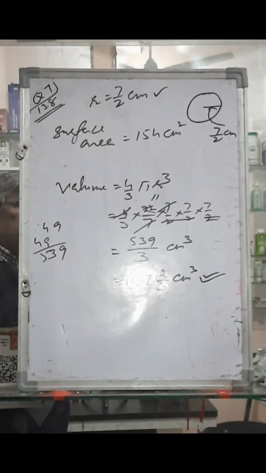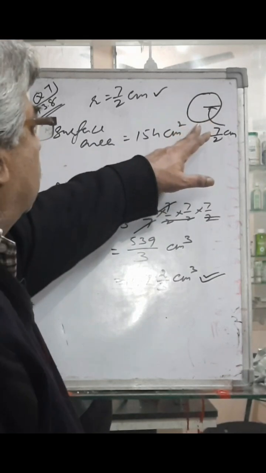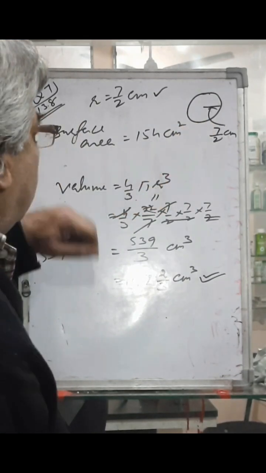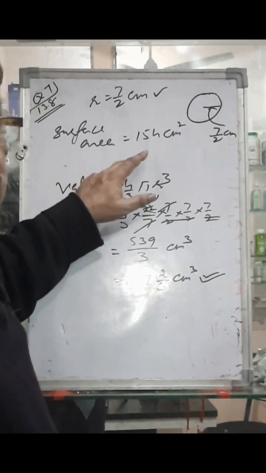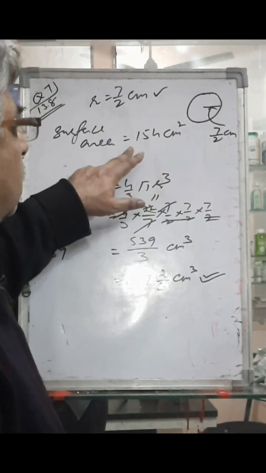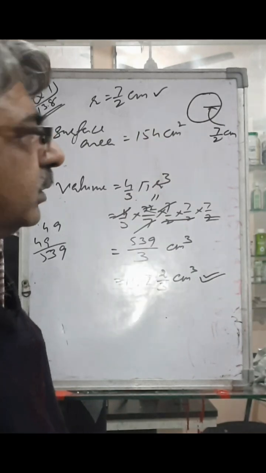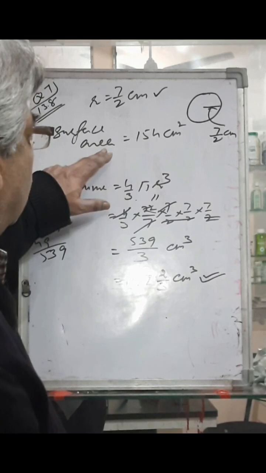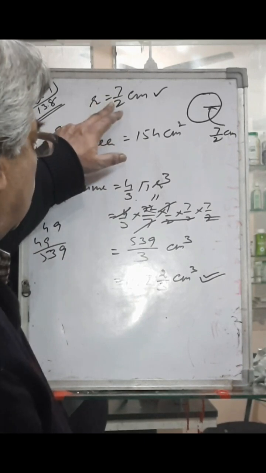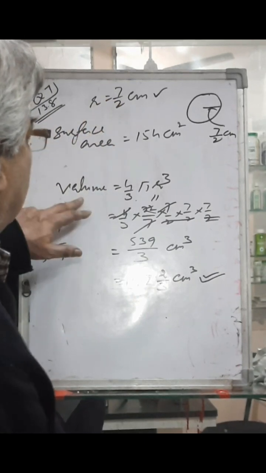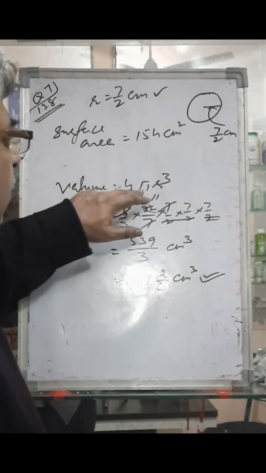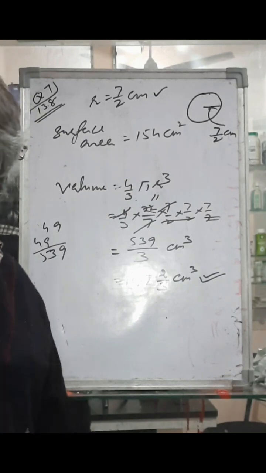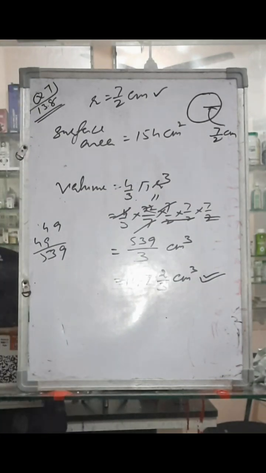So in this question we were given a sphere whose surface area is 154 centimeter square, and we have to find the volume. For the volume, radius of the sphere is required. Radius we have calculated using this formula, surface area. And the radius is 7 by 2 centimeter. Then we can calculate the volume, 4 by 3 pi r cube. Put the values and get the answer. Moving on to the next question.